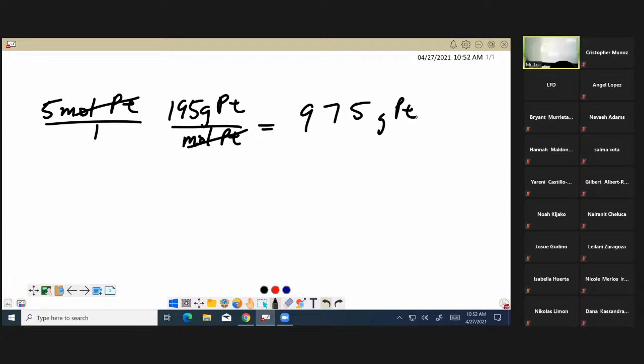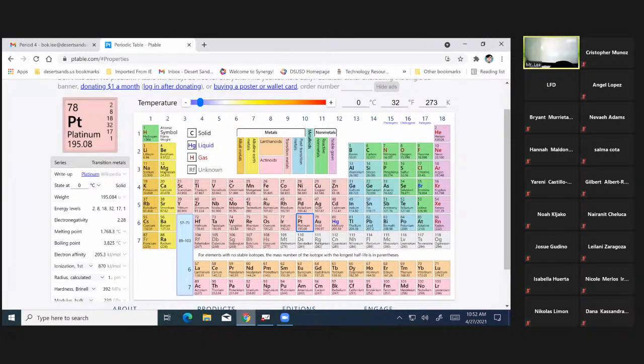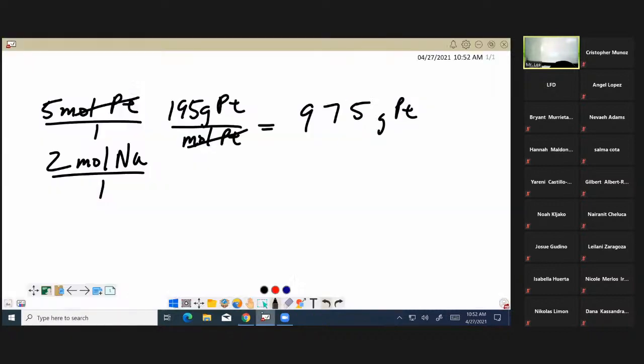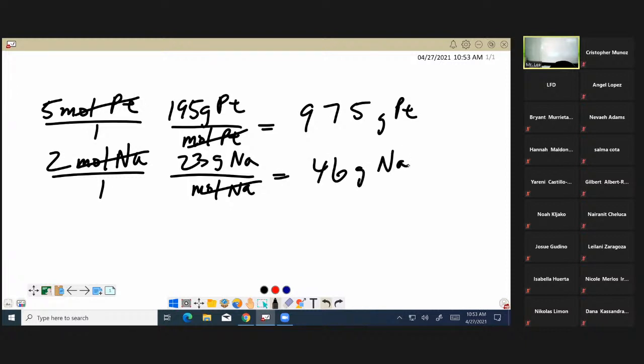For number 2, you get 2 moles of sodium. Again, go to our periodic table, look up sodium. Sodium right here is 23, so it's 23 grams per mole. And again, just round things off. So that's 23 grams of sodium for every mole of sodium. Moles go away, 2 times 23 is 46. 46 grams of sodium. The third one is 2.5 moles of tungsten.